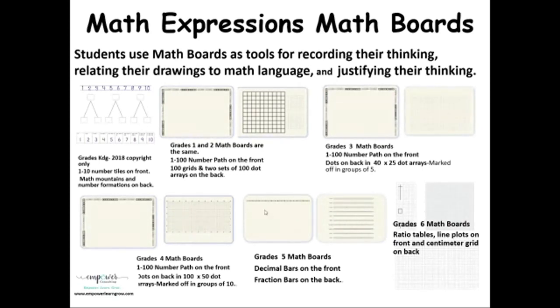And then grade 5, you have a decimal bar, fraction bars. And then grade 6, you have a unit ratio table and graphing for all your different graphing needs, coordinate grids, line plots, so on and so forth. So you have a lot to do with ratios and proportions, and then of course your coordinate grid quadrant work. Okay, so that's the big gist of the differences between the different boards.